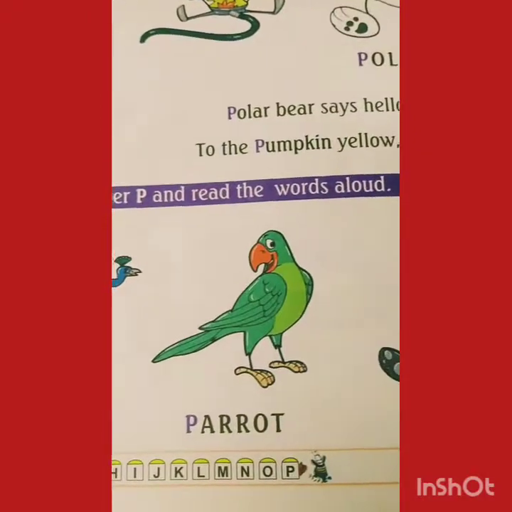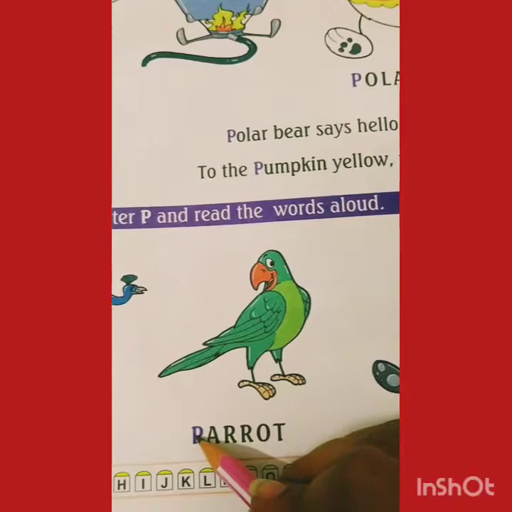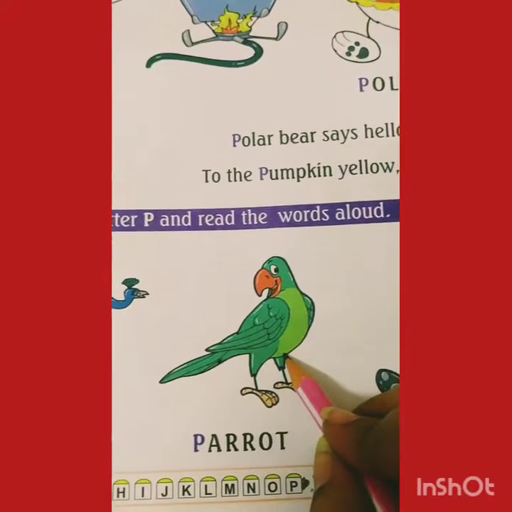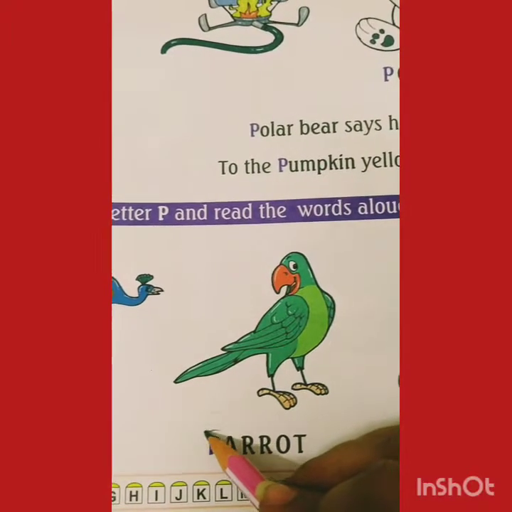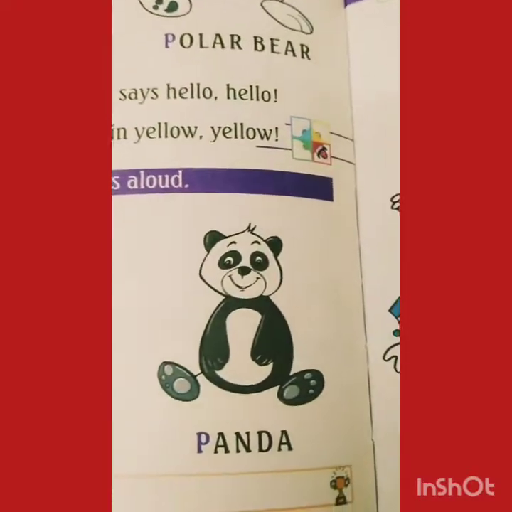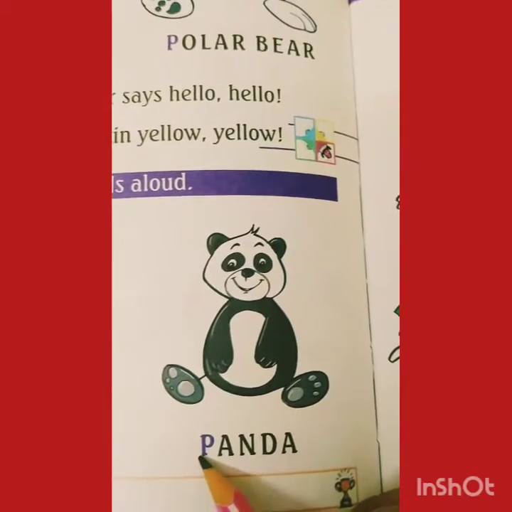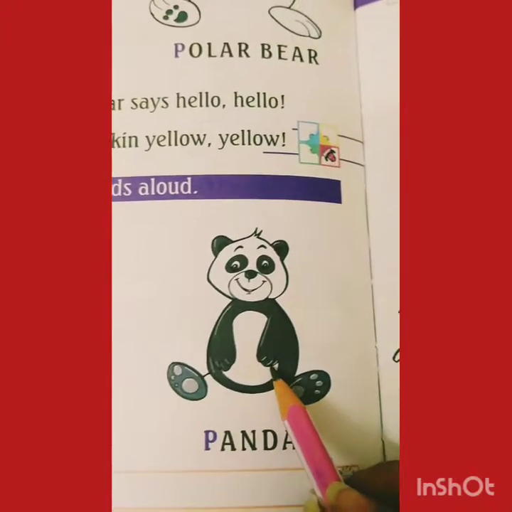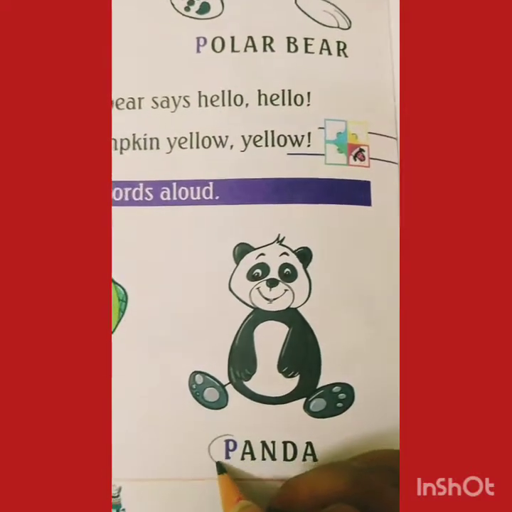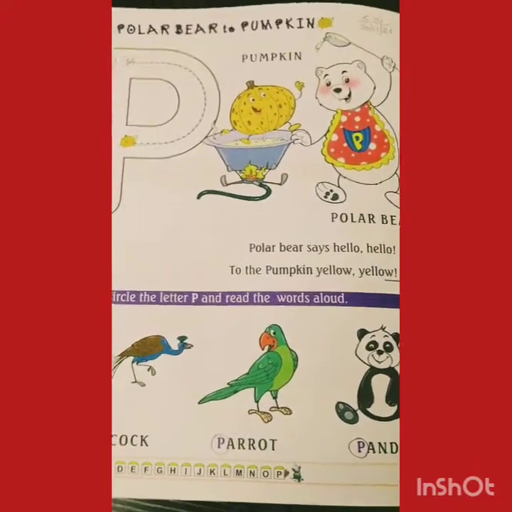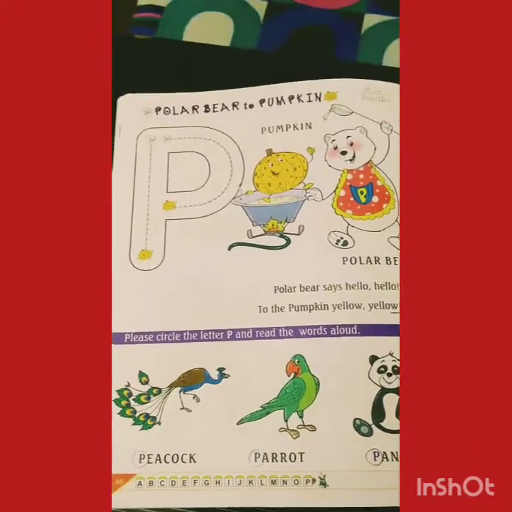Okay, now next picture. P for parrot. P for parrot. Okay, so you have to circle this P also. Now our next picture. P for panda. P for panda. So you have to circle this P. Okay, so like this you have to complete this CW page.